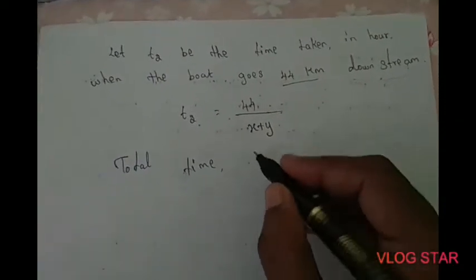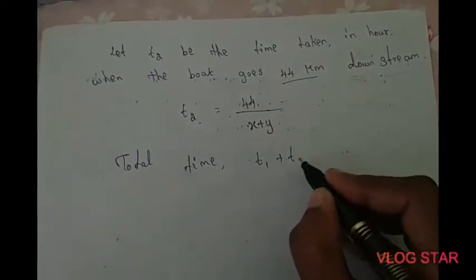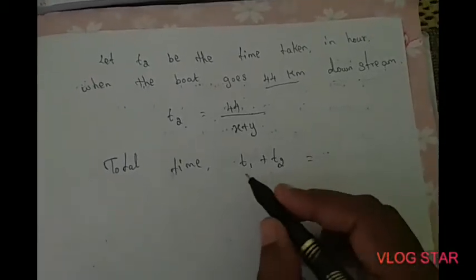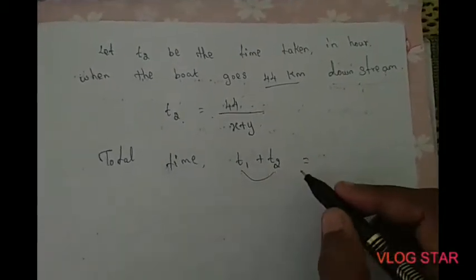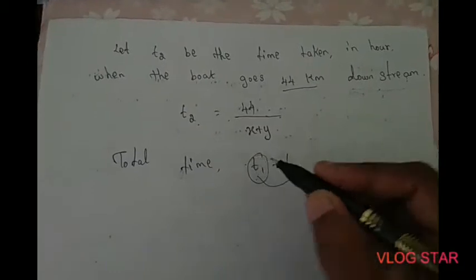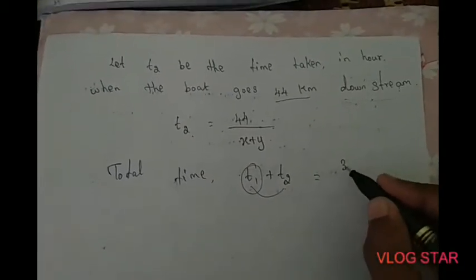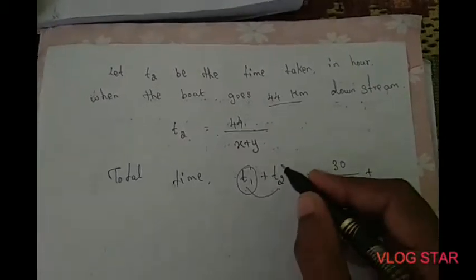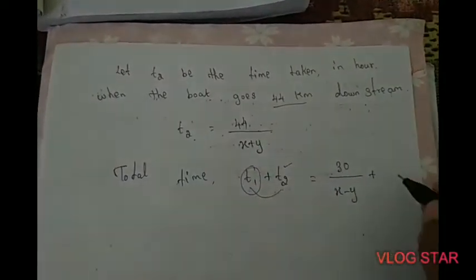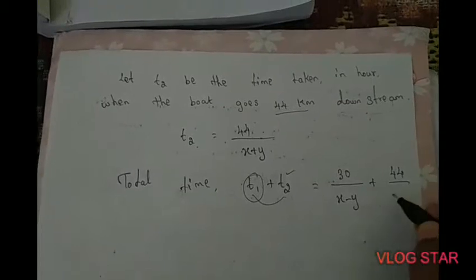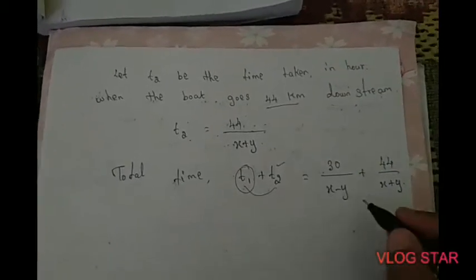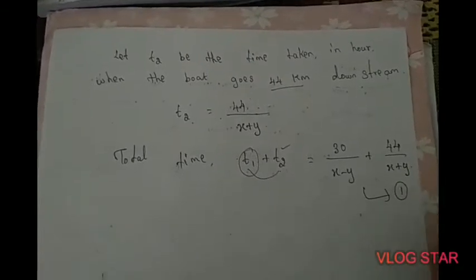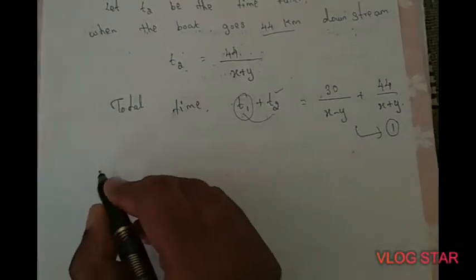Already we have written T1 and T2. Okay. So find the total time of T1 and T2 equal to, what is T1? T1 is 30 divided by x minus y plus T2 is 44 divided by x plus y. Okay. Then this is equation 1 we have to take. Then next, second case. Case 2.